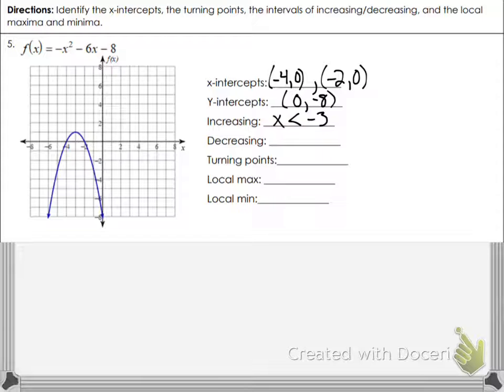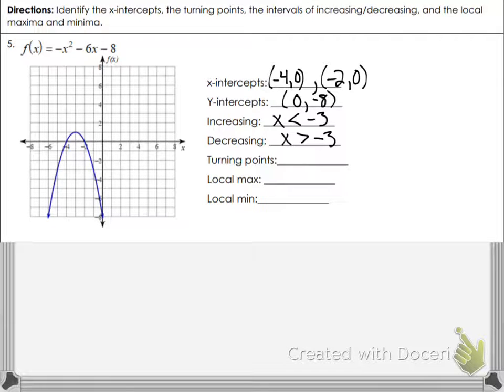Is there any other part of the graph where it's increasing? No. So what would my interval be for decreasing? Here we go. x is greater than -3, because from -3 to positive infinity, it's decreasing. Does that make sense?